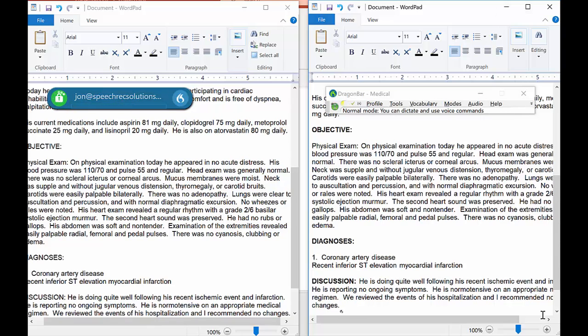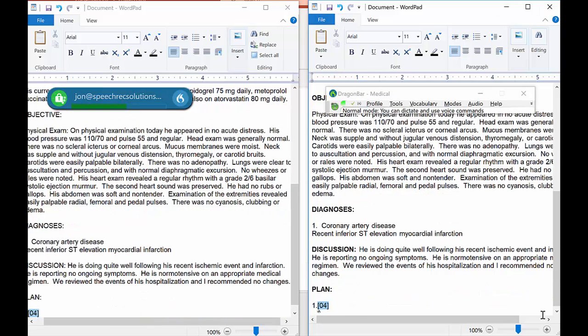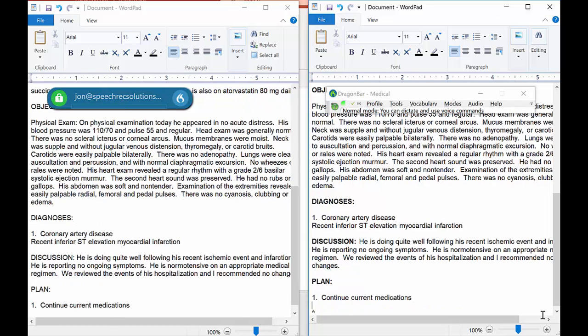Next field, I'll continue current medications. New line, numeral 2, period. Cardiology follow-up to reassess in 6 months.